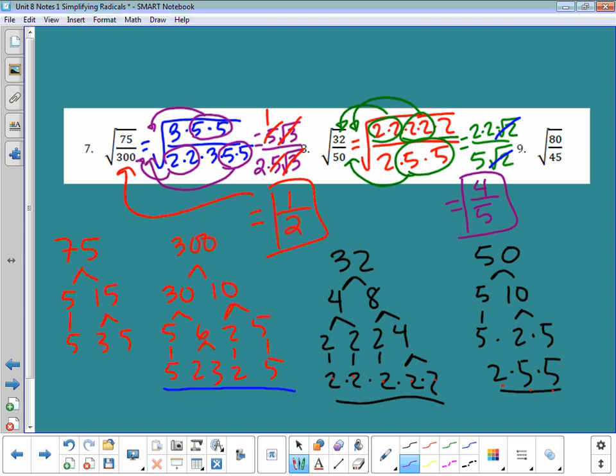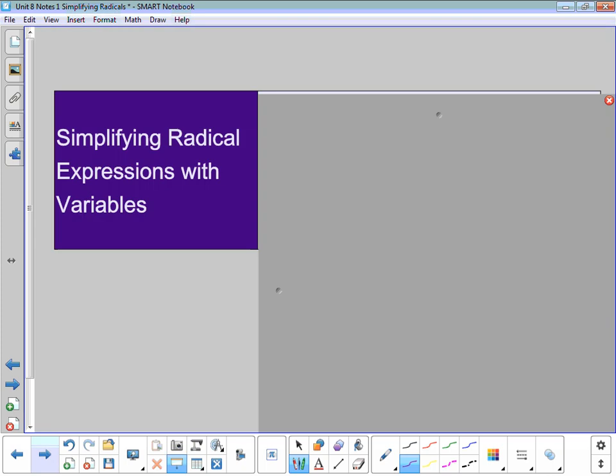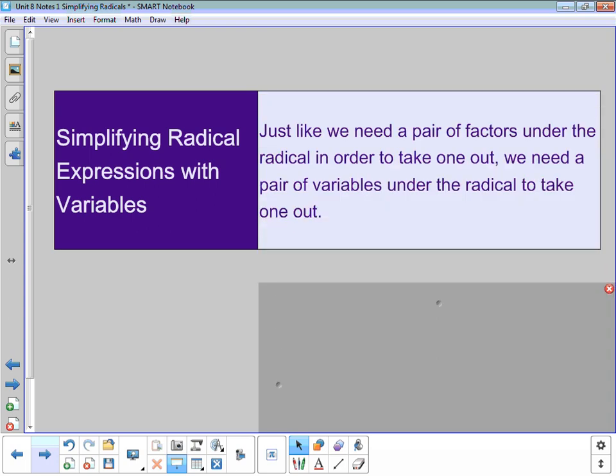Okay. I want you to pause the video at this point and see if you can work on number 9. Let's talk about simplifying radicals with variables. The same principle applies. So I'm going to reveal to you what we do to simplify expressions with variables, and then I will come back in a second. So go ahead and pause your video at this point so you can get down your notes.